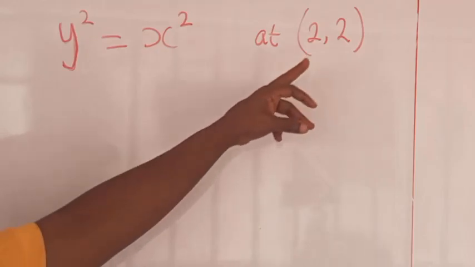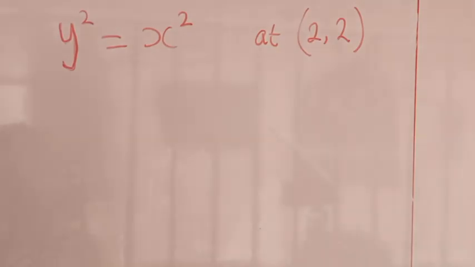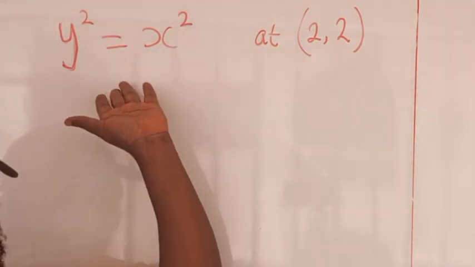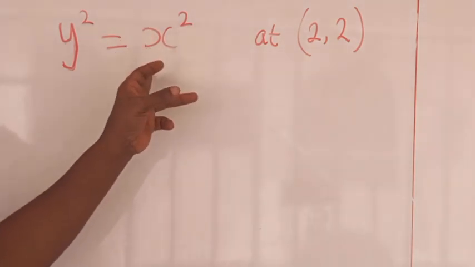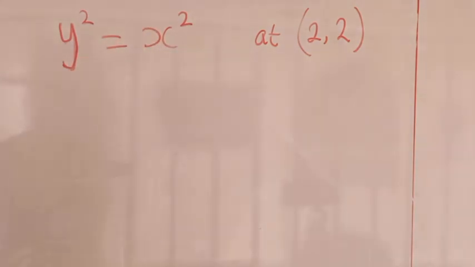All right. Suppose we want to find the equation of the tangent to this curve at this particular point. One, we observe that actually the question is well defined since 2,2 is a point on this curve. So the question is well defined. We continue. Let's find the tangent.